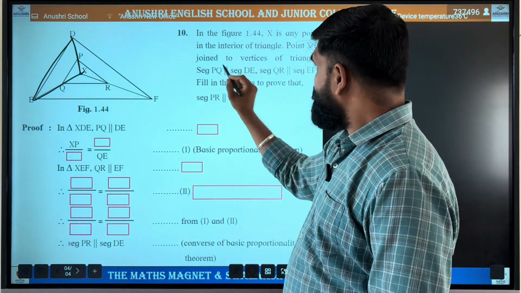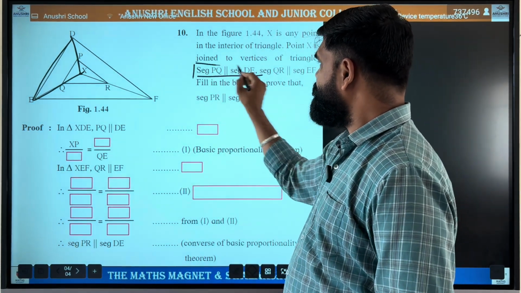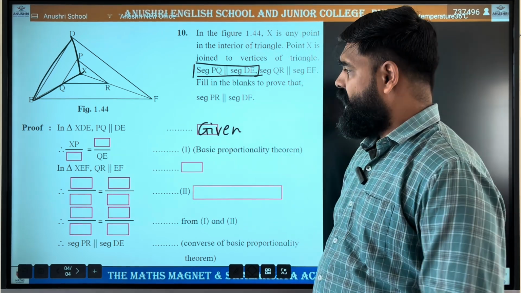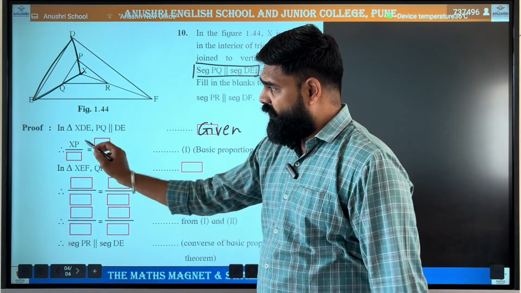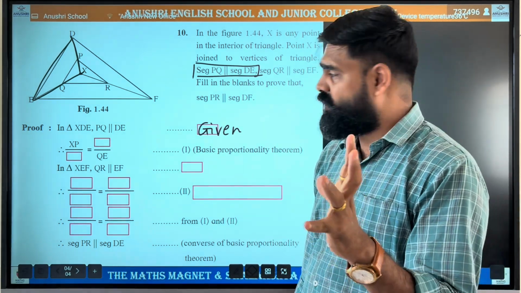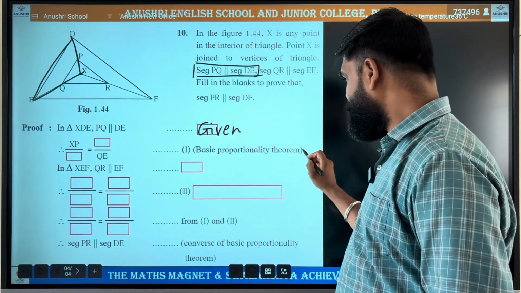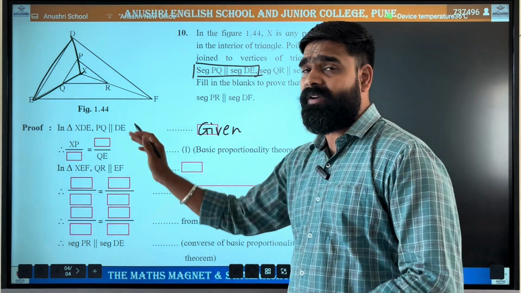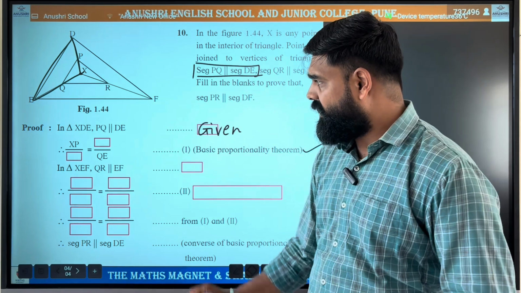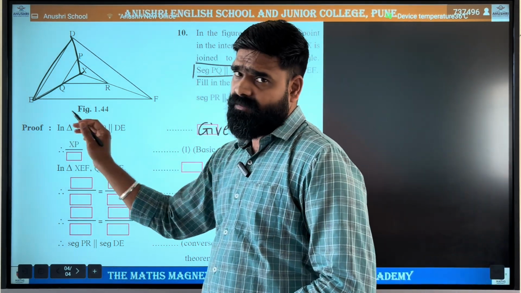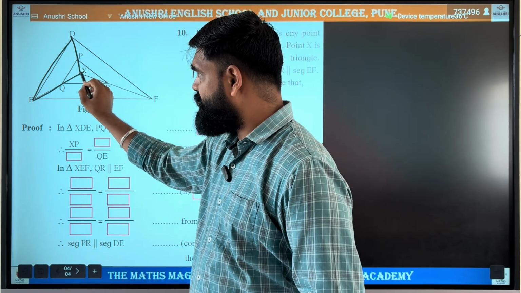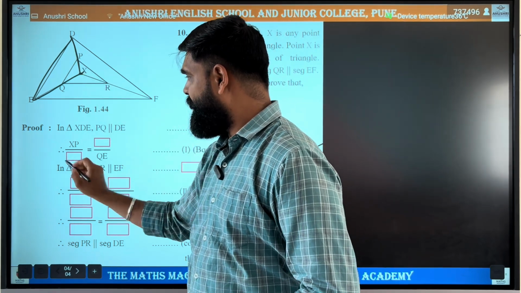Why? Because we have given here. So we can write the given. After writing this, we can write the ratios, equal ratios, by using the BPT or basic proportionality theorem. If we have two lines parallel, then we can write the ratios equal by using the basic proportionality theorem. So XP means this one, XP by PD, right?